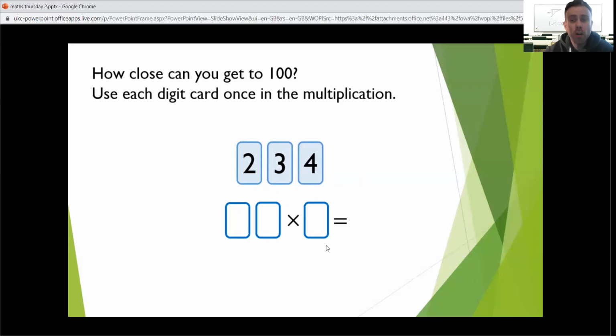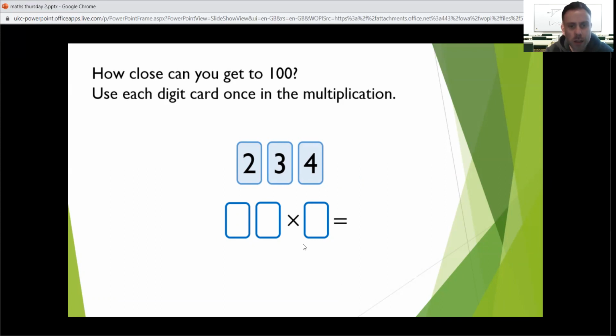Okay, so I'm not going to go through every option for this because there's a few different ones, but we'll try a couple out for you. Let's go with, first of all, 43 times 2. So 3 times 2, I know, is 6. 40 times 2 is 80. So that would be 86. 86, pretty close to 100, not bad. A few of you might have got that one. I think we could probably go closer though.